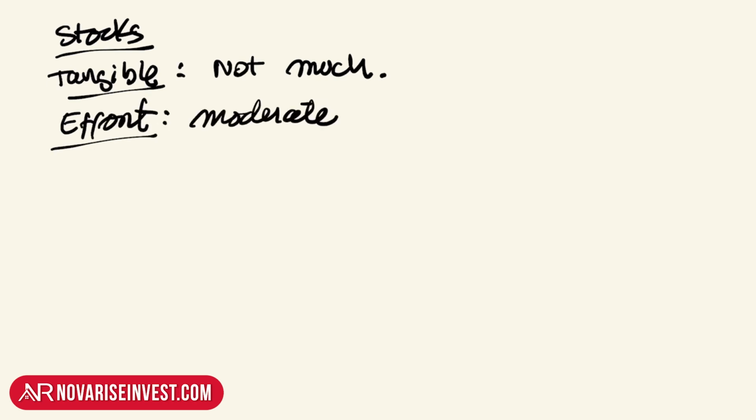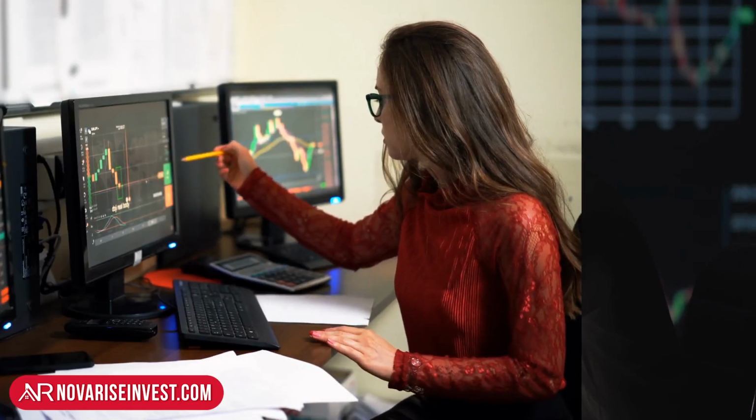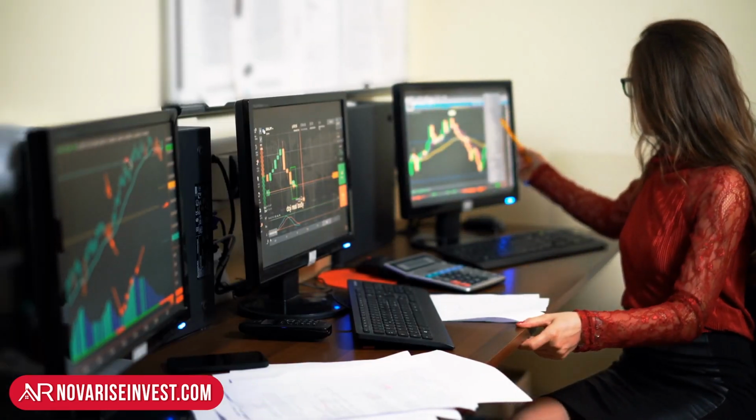Why is it moderate? Because you have to do some type of research or market study at the beginning, because you need to understand, hopefully, what you are investing in, why you want to invest in it, and how you're planning to make money on it. And then once you have researched that and decided that that's the right investment for you, then you invest your money.